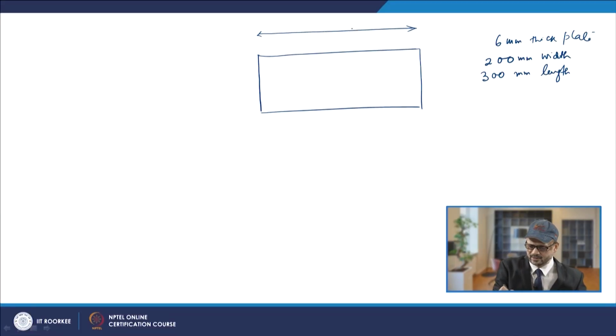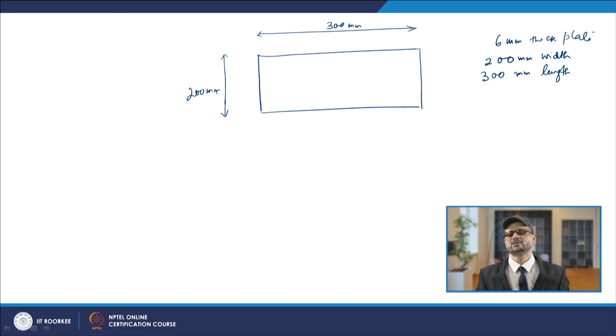The quasi-stationary state will be established once the welding process has been established through a certain length, like 50 mm. So your length is 300 mm, the width is say 200 mm, and the thickness is certainly 6 mm.